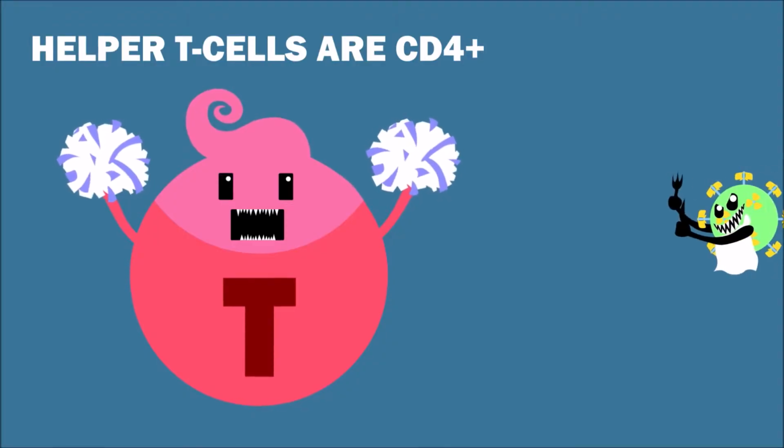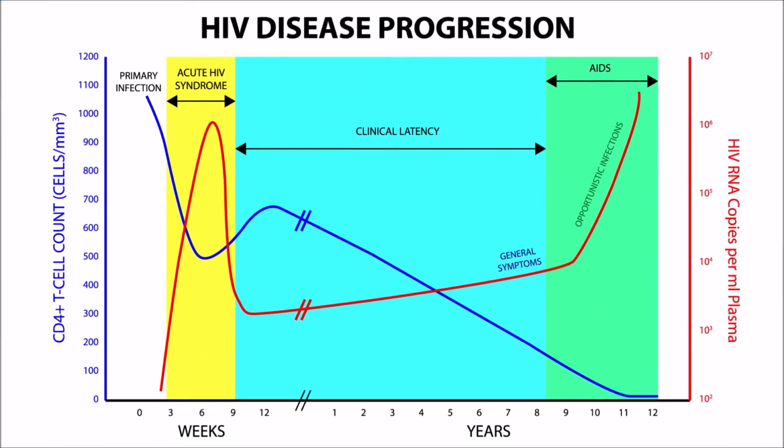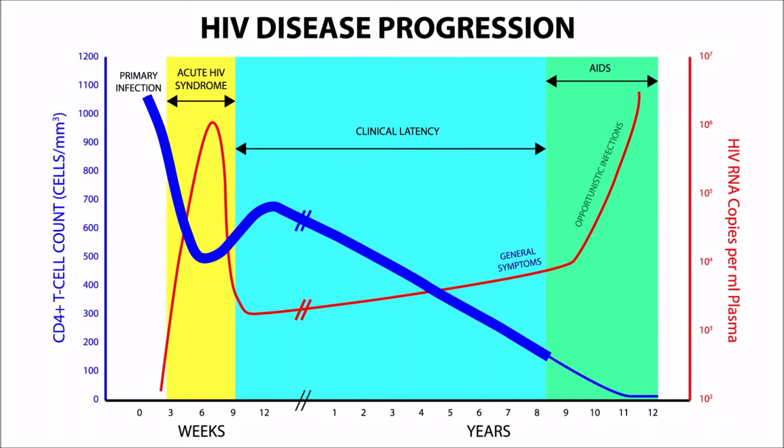Unfortunately, helper T cells are CD4 positive and the main target of HIV. As the infection progresses, there is a substantial loss of these cells. The immune system fights back by producing more T cells, some of which differentiate into helper T cells. This fight for supremacy continues for years, until the virus eventually tips the scales. The body loses its ability to produce T cells, and even the weakest pathogens become problematic.